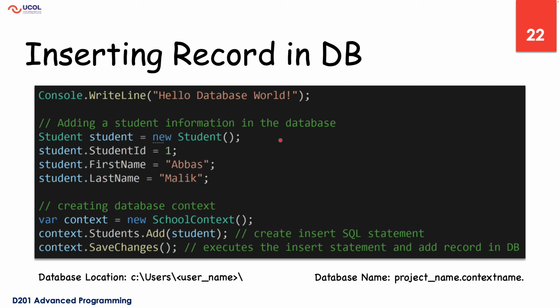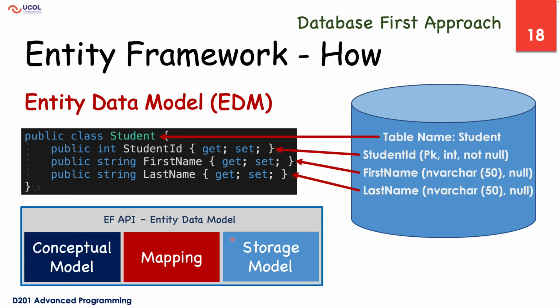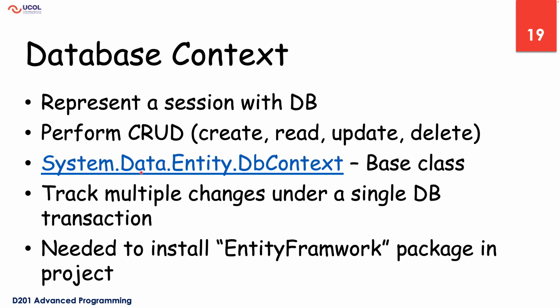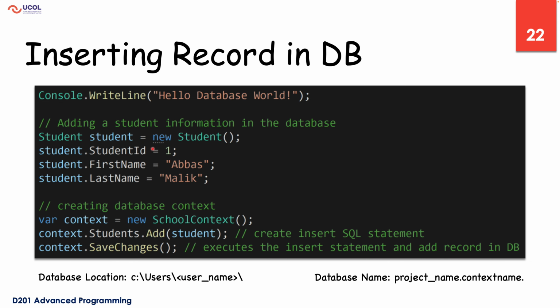So this particular simple program will create, number one, a database at a specific location. Then it will create a Student table based on the simple class that we have defined here, and then, once we have added that particular new student object inside our context, it will also insert that particular record inside our database.